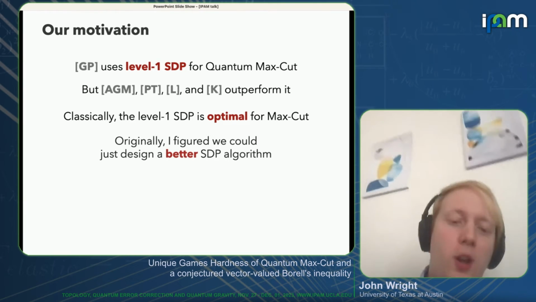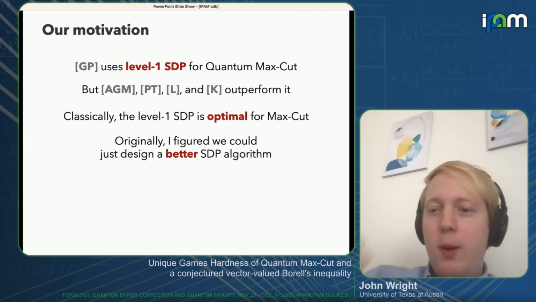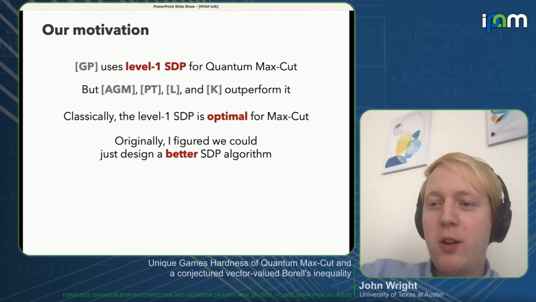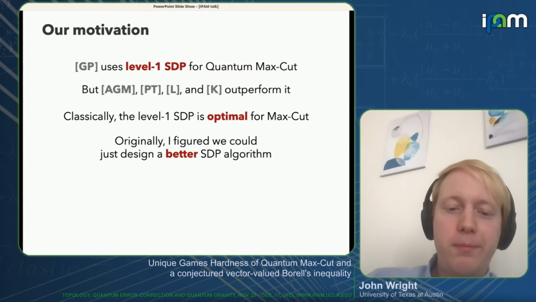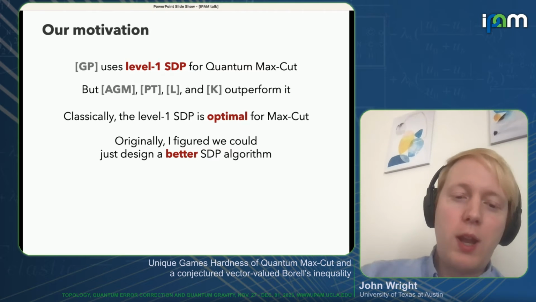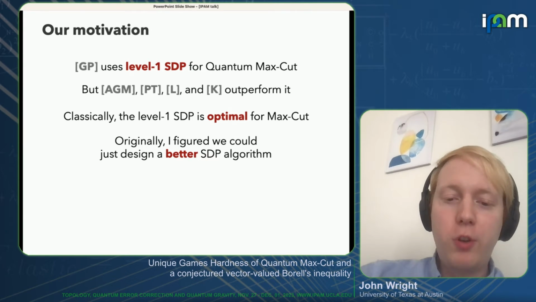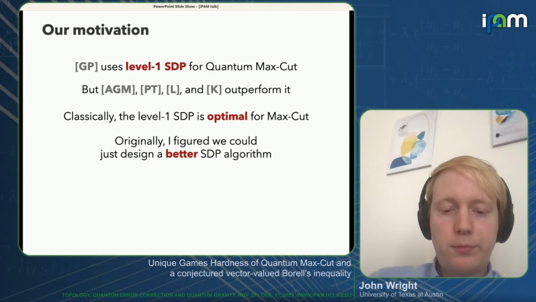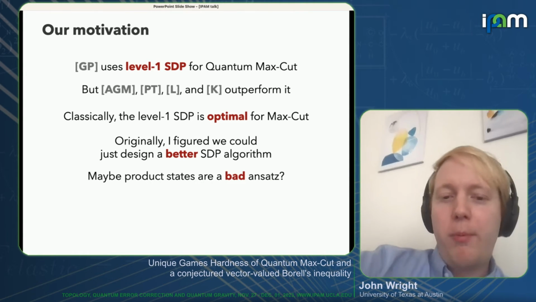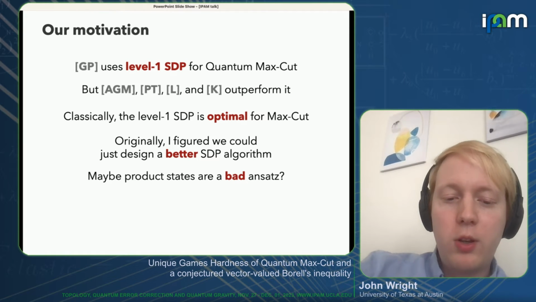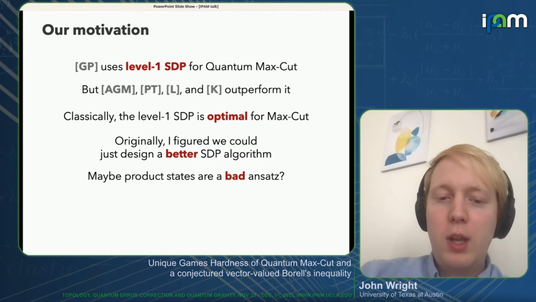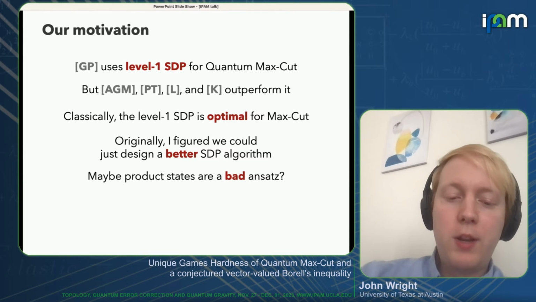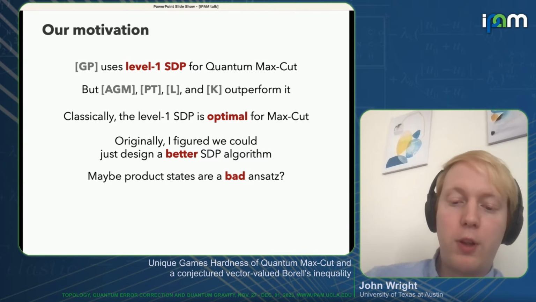So, when I started working on this, I just figured, well, probably Gribian and Perec didn't do a good job. Maybe we could just do a better SDP algorithm using the level 1 SDP and improve on their algorithm. And hopefully we can actually show that this level 1 SDP is optimal just like it is in the classical case. And I thought, well, what was the problem in the algorithm? Maybe it's because they're always outputting product states. And we actually know that product states are just not the best ansatz in general. And so maybe you could improve on their algorithm by designing an algorithm that used a better and more expressive ansatz.